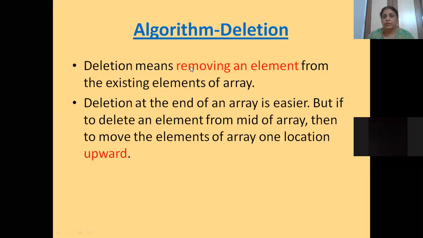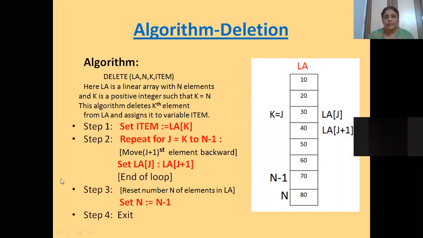So deletion means removing an element from the existing elements of an array, and deletion at the end of the array, as you know, is easier. But if you are deleting from the middle or from the beginning, then you have to move the elements of the array one location upward. Understood? So you have to move all the elements upward so that the place which became vacant is filled, and the array becomes consecutive. Understood? So this is the algorithm.